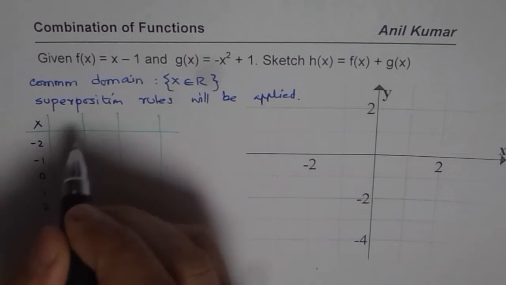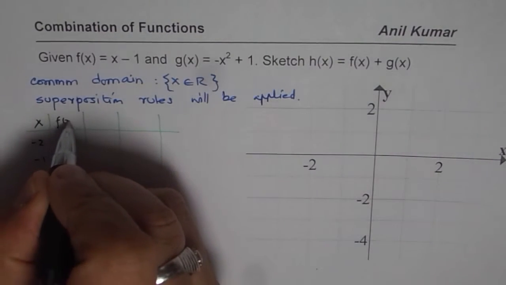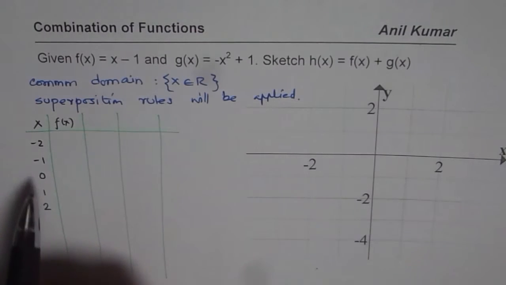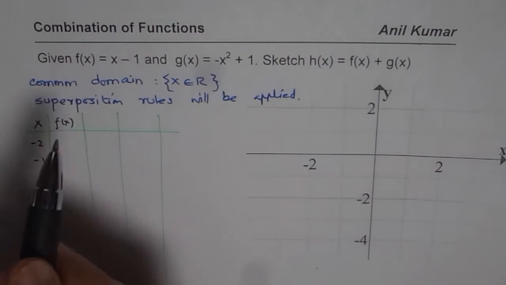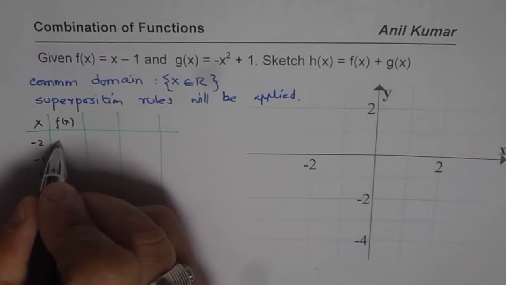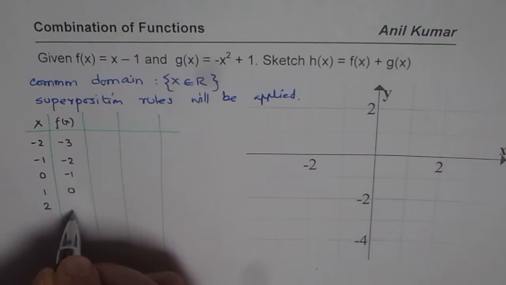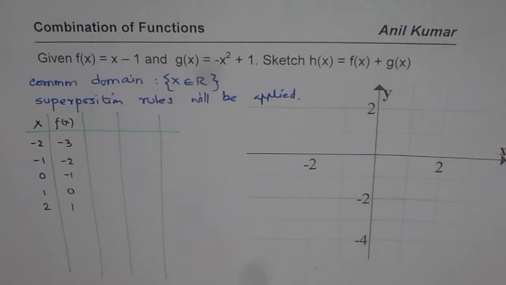Now f of x is x minus 1. So we just take away 1 from these values to get the value of f of x. Minus 2 minus 1 will be minus 3. Then minus 2, minus 1, 0 and 1. So we get the f of x values.